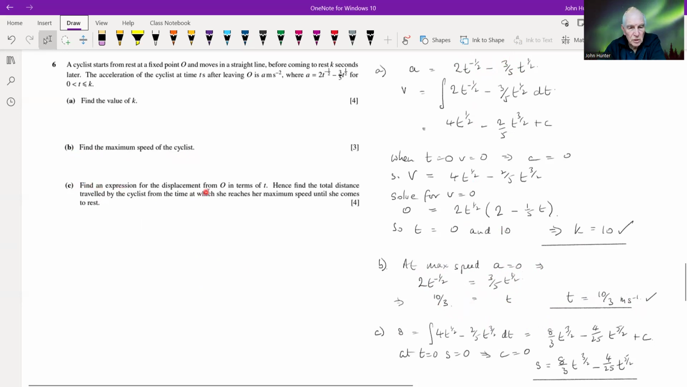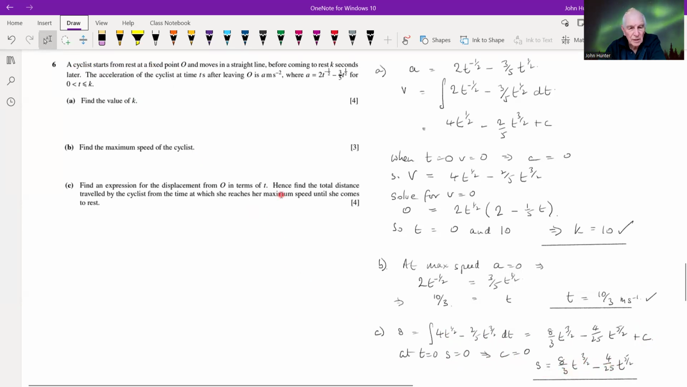So find an expression for the displacement from O in terms of t. Right, so that's the displacement. To find the displacement, we need to integrate the velocity function. This is the velocity function. We integrate that. We've got our constant of integration, and we use our other boundary condition, which is from this same bit of the sentence here: at t equals 0, s equals 0. That implies, therefore, that c is equal to 0. So simply our displacement function is this function here.